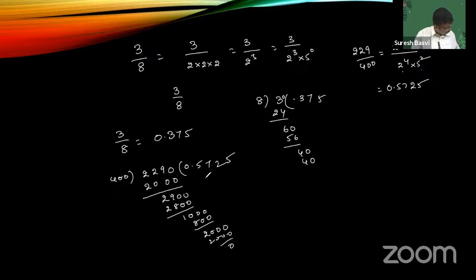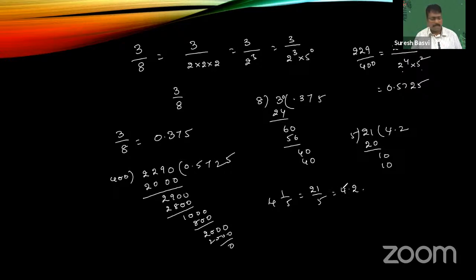Third problem, 4 1/5. So 4 1/5 is going to be written as 5 4s are 20, 21/5. All right. Now 21 is going to be divided by 5. 5 4s are 20. 1 0 is there. 5 2s are 10. So 4.2 is the answer. Am I right? 4.2 is the answer.